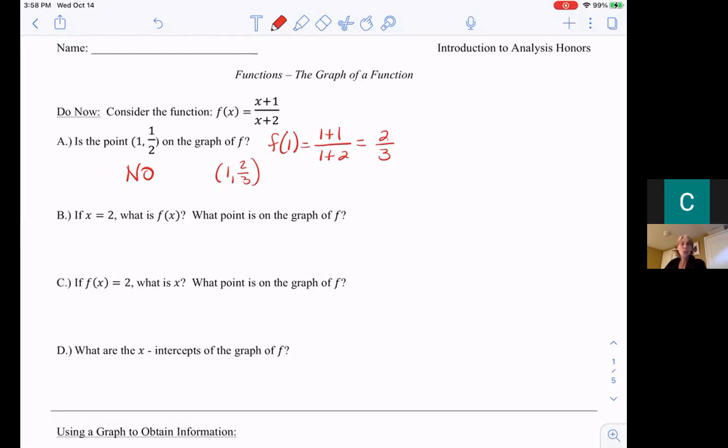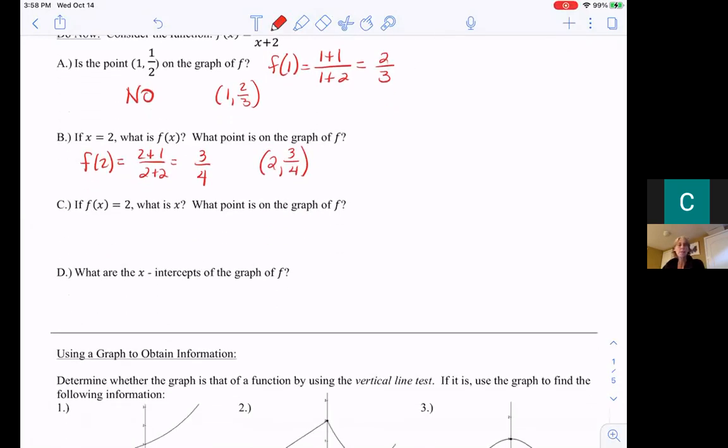If x equals 2, what is f of x and what point is on that graph? So if x is 2, f of 2 is going to be 3/4. So the point (2, 3/4) is on that graph if we were to sketch this function. If f of x equals 2, what is x and what point is on the graph of f?